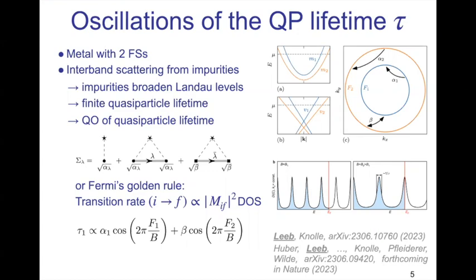Now, the nature of these impurities is actually crucial. So your impurities can have two different effects on the bands. So there's two types of processes. One of them is you scatter on a Fermi surface to the same Fermi surface again. So that's an intra-band process in this case. Whereas there's also the beta processes, which allow scattering from one Fermi surface to the other Fermi surface. And these have different effects on these quantum oscillations of the quasi-particle lifetime.